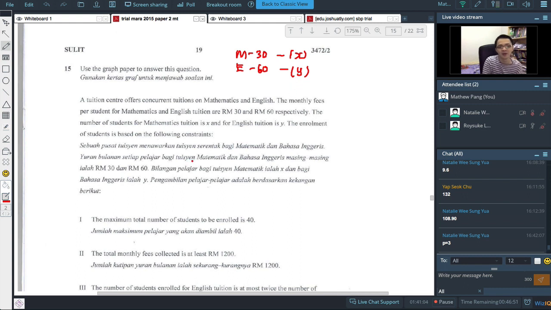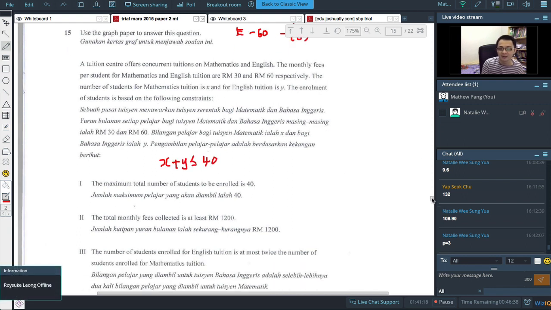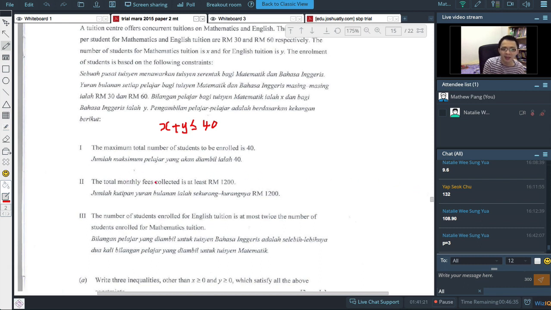The enrollment of students is based on the following constraints. The maximum total number of students enrolled is 40. Maximum means less or equal. So X plus Y must be less or equal to 40. Then the next one, the total monthly fee collected is at least. At least means bigger or equal. So that means 30x plus 60y must be bigger or equal to 1200. You can simplify by dividing by 30 if you want. X plus 2y will be bigger or equal to 40. It's the same thing.